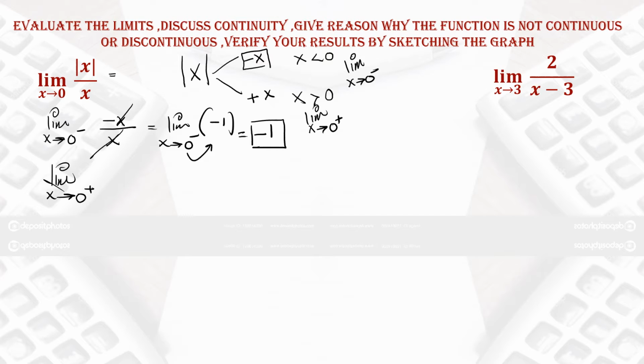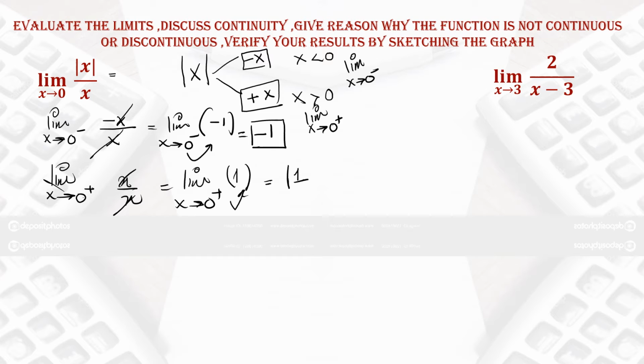Now you will have 0 from the right hand side. For the limit, you will take this positive x. It means you will write x divided by x. This will cancel out and you will come up with the limit as x approaches 0 from the right hand side of 1. Apply the limit. Answer is 1.